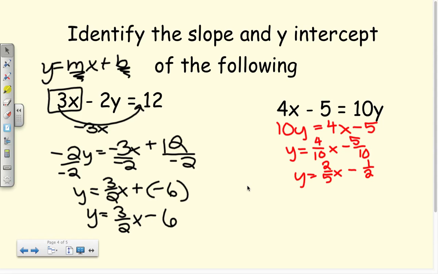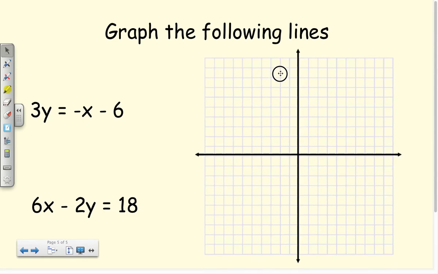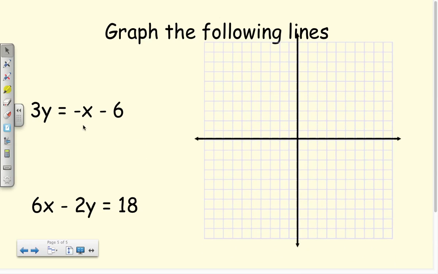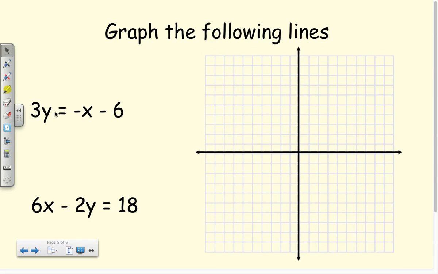Any questions? I think that's it. Oh, the next application to this would be to graph it from it not being in slope-intercept. So we're just expecting to turn it into slope-intercept.